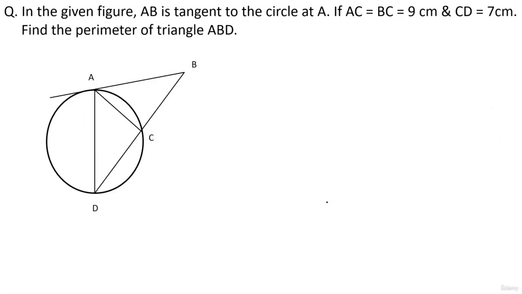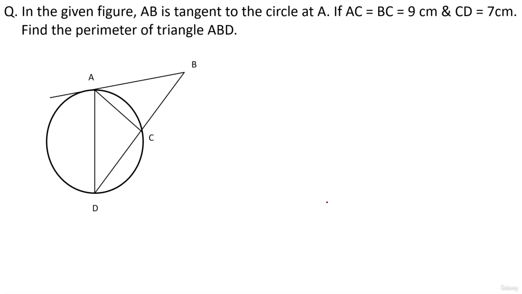In the given figure, AB is tangent to the circle at A. If AC is equal to BC is equal to 9 centimeters and CD is equal to 7 centimeters, find the perimeter of triangle ABD. Okay, you can pause the video and try it out, guys, and continue to watch the solution.